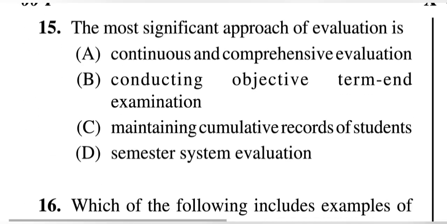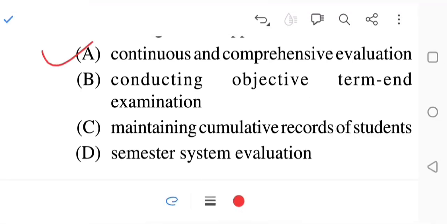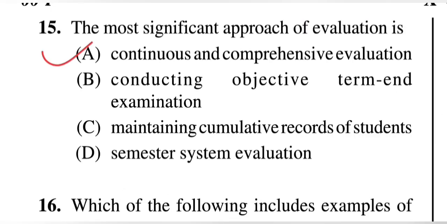Next question, it says the most significant approach of evaluation is: A, continuous and comprehensive evaluation, B, conducting objective term and examination, C, maintaining cumulative records of students, D, semester system evaluation. Number 15, correct answer of this will be A, that is continuous and comprehensive evaluation. It is related to the most significant approach of evaluation.